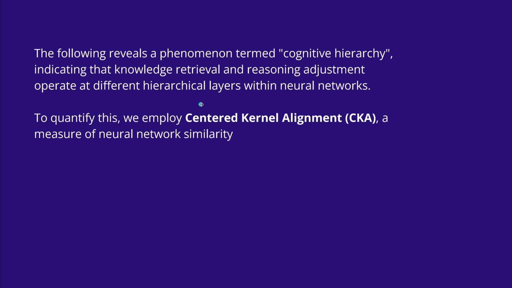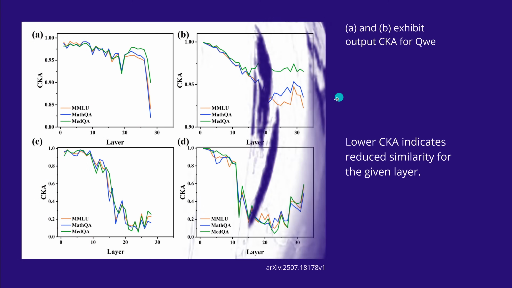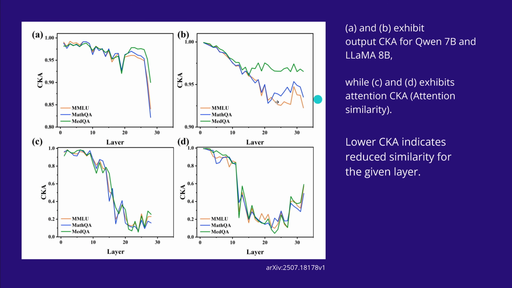And of course, they have a new parameter they call here the centered kernel alignment. This is simply a measure of neural network alignment, a similarity, and here you have it. A and B. Here we have a Qwen 1.7B, and here we have a Llama 8B, so real close in size. And you see on the x-axis the number of the layers, over 30 layers, this new parameter. Remember, this is a similarity parameter, and a lower CKA, below 1, going down here, as you can see, indicates reduced similarity for the given layer that they examine.